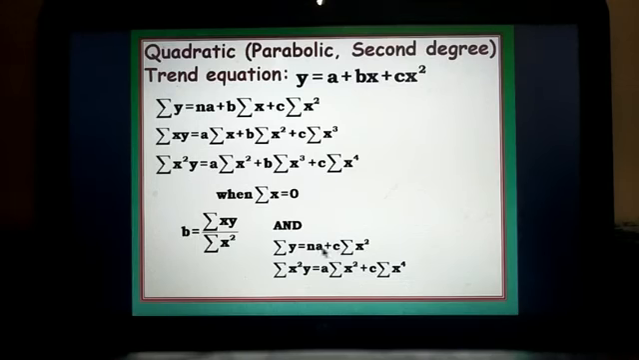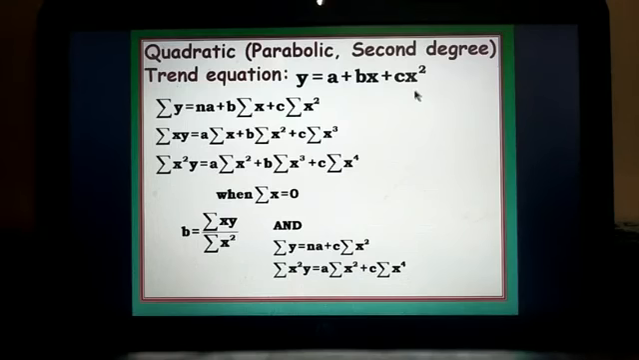Once after getting either A or C, substitute in any of these two equations in order to get the remaining one, the later one. So after this, A, B, C, all the three constants we will be getting. Once after getting A, B, C, the constants, here in the main equation, those values have to be substituted. After that, with the various values of x, we will be able to calculate y as the trend values in those time points.